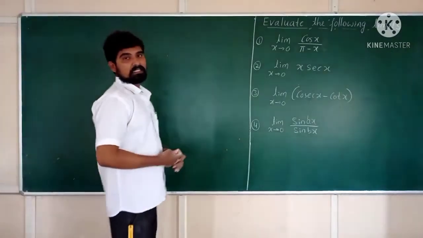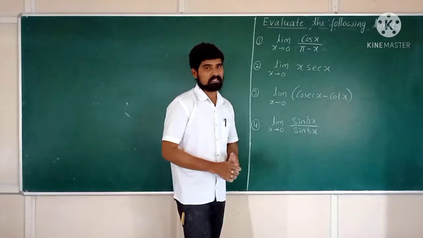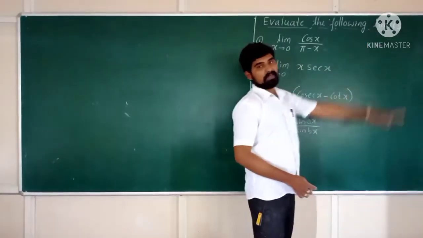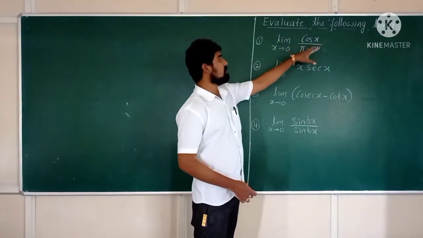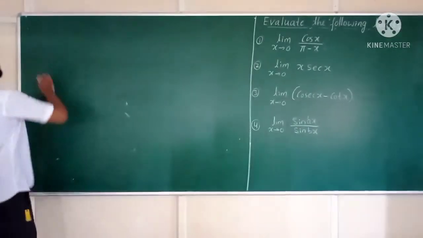So let us consider some examples for finding the limit value of trigonometric functions. Here it is given: evaluate the following limits, and the first question is evaluate limit x tends to 0 cos x divided by pi minus x. Let's start the solution.